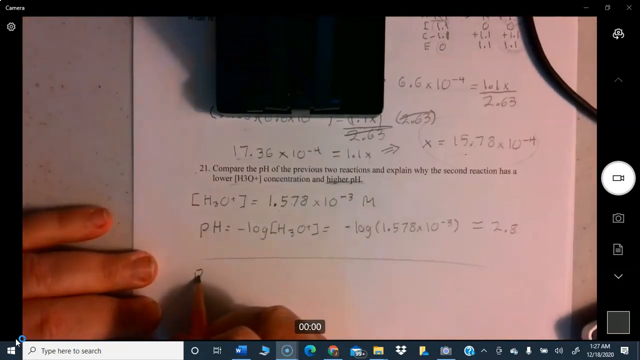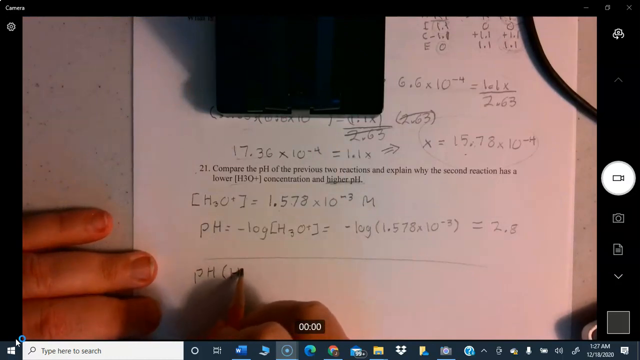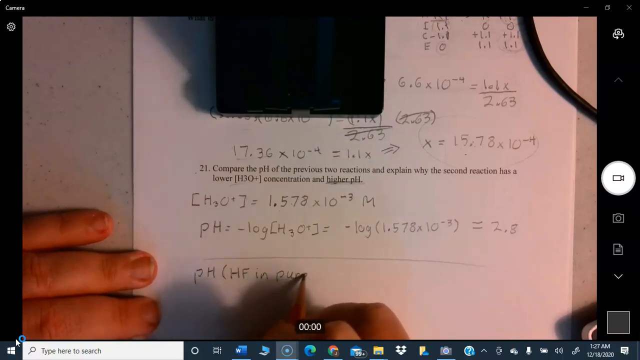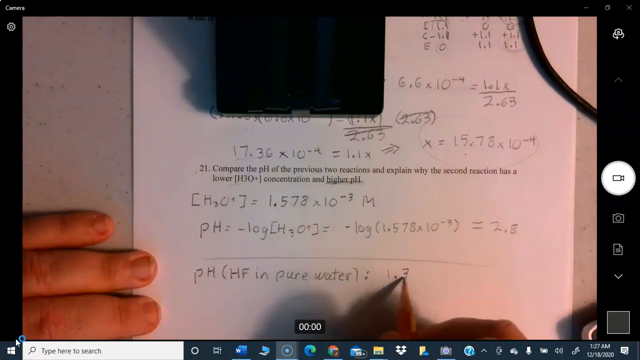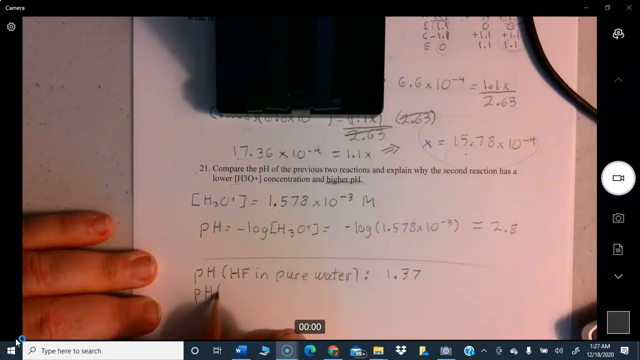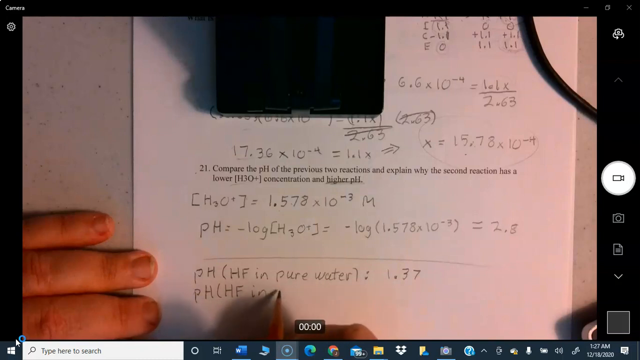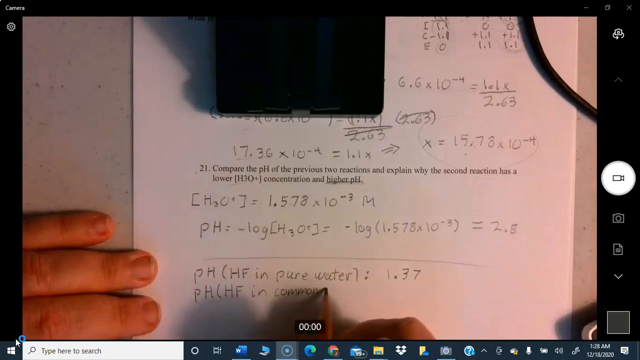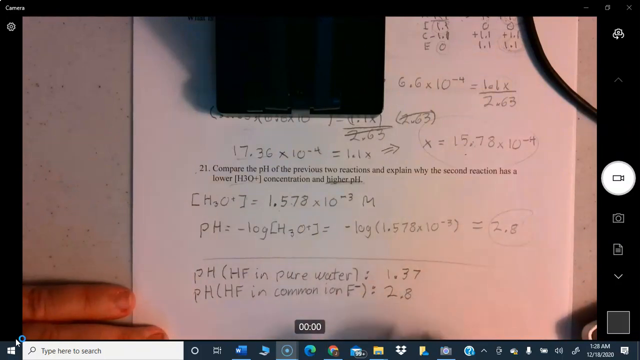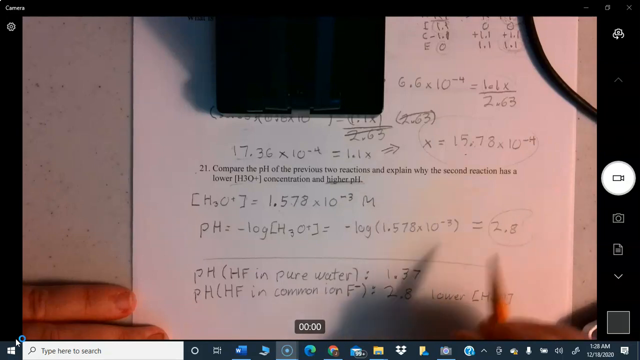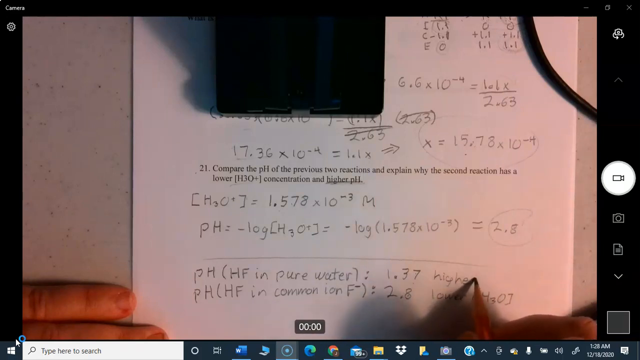So here we go. So we have pH, and in parentheses I'll put HF in pure water, and that was 1.37. That's on the previous problem. Okay, then we have pH, HF in common ion. You already had some of that fluoride in there. And that came out to be 2.8. So the higher pH means lower H3O concentration, less acidic. And this is higher H3O, higher than this. It's more acidic if it's a lower pH.